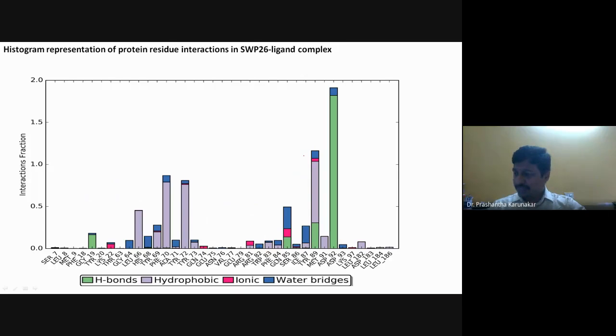Then we can also see the interaction between the ligand and the protein through the histogram. The ligand has a strong hydrogen bond with aspartic acid 92, and there is some hydrogen bonding with tyrosine 89 and GLN 85. So we get to know where the interaction is, whether it is hydrogen bonding, hydrophobic interaction, ionic, or a water bridge. All that we will get to know from Desmond.